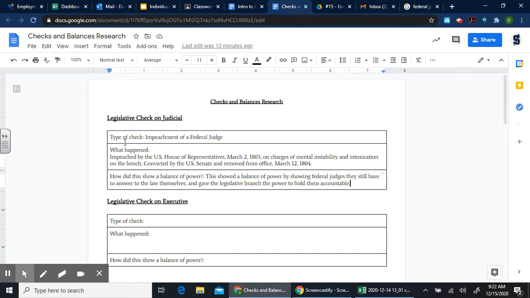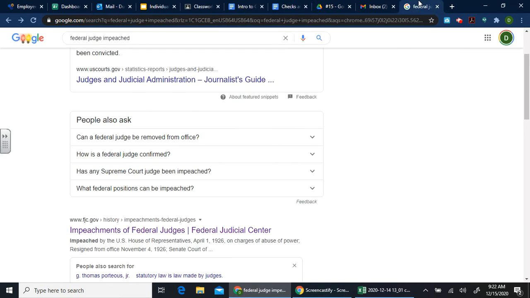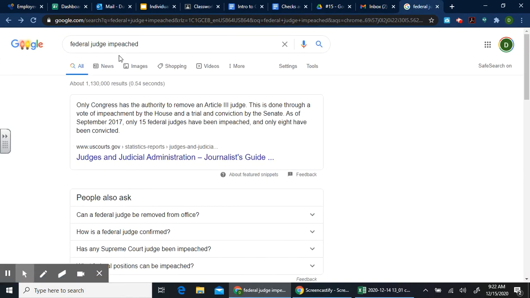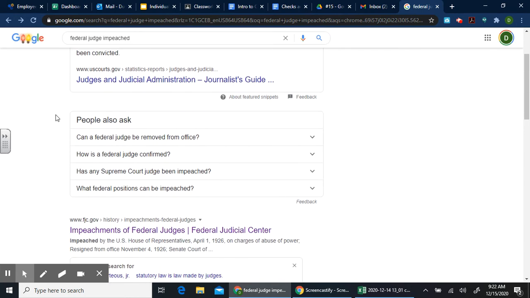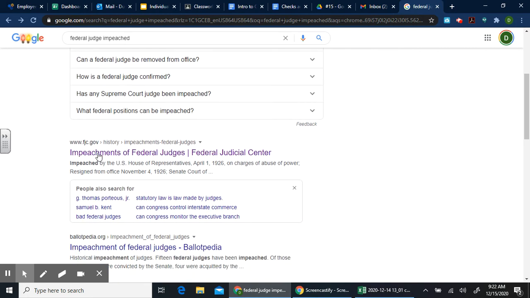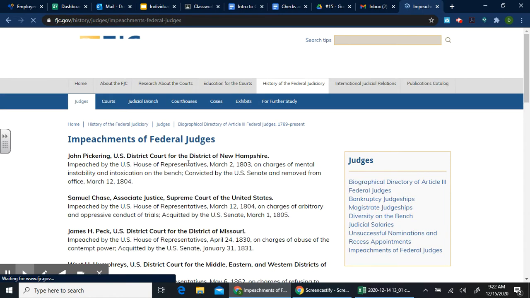So I put in here, what type of check is it? It's an impeachment of a federal judge. And what am I going to look up? Okay, federal judge impeached. As I look this up, there's going to be different things that come across. I want to find an actual example of when this happened to an individual. I click on this website here, impeachments of federal judges. All right. And what's going to come up is a list for this one. It's going to come up with a list of actual impeachments and why they were impeached.